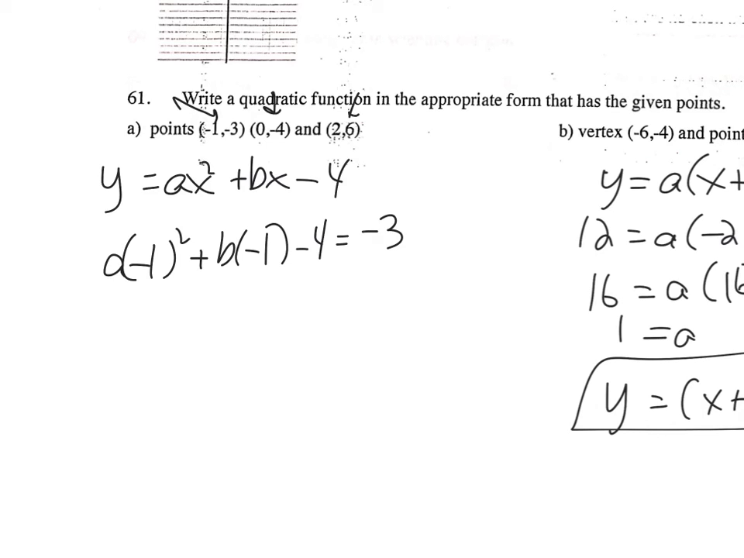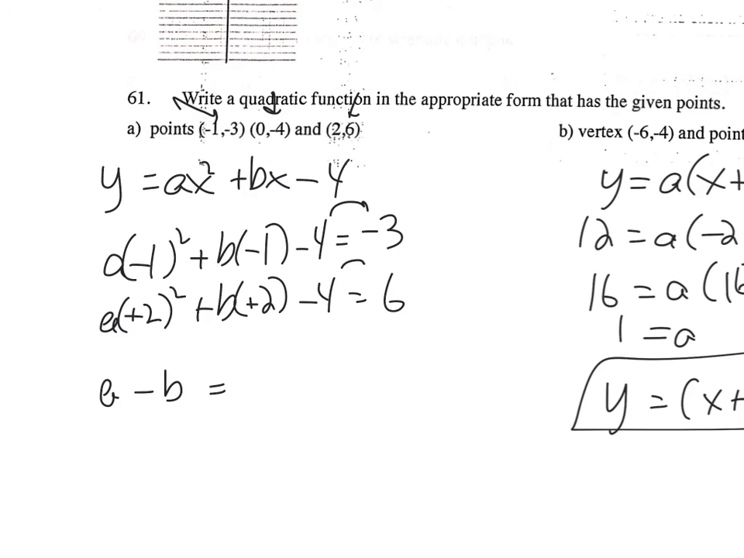I'm going to do the same thing with this one. I'm going to plug in a negative 2 for the x's, a times negative 2 squared plus b times negative 2. I think that is a negative 2, that's actually just a 2, I can't tell. And then minus 4 equals the y, which is a 6. So I'm going to do two things here. I'm going to move the 4 over in each equation and work out the left-hand side. Negative 1 squared is 1a minus 1b equals 1. That's the first equation.